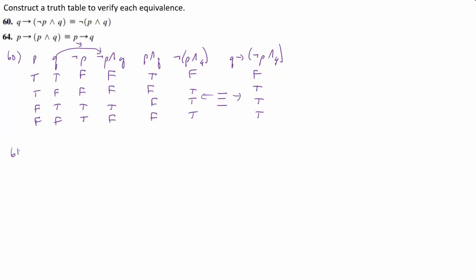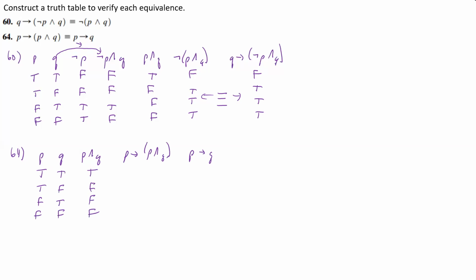What about 64? Hopefully it's going to be something similar. So again, we'll have our P. We're going to have our Q. We'll have P and Q. And then we'll have, let's see here. Let's do P, then P and Q. And then we'll have P, then Q. All right, so we have true, true, false, false, true, false, true, false. P and Q, true, false, false, false.